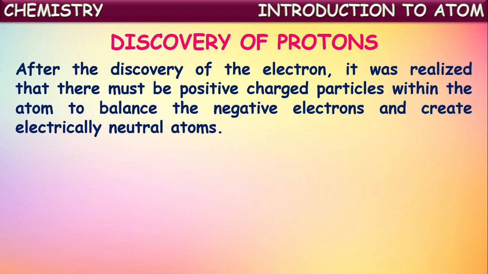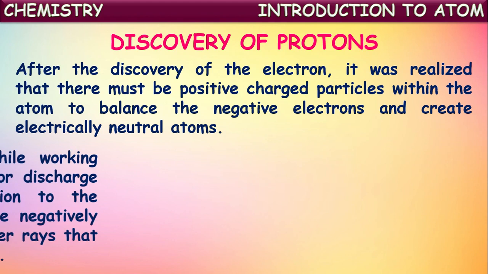As there are negatively charged particles inside the atom, there must also be some positively charged particles inside the atom to counterbalance the negative charge of these electrons, and hence the atoms will be electrically neutral. So, to maintain the electrical neutrality inside the atom, along with the electrons, there must be some other particles with a certain positive charge. In this way, they realized that there must be certain positively charged particles inside the atom.